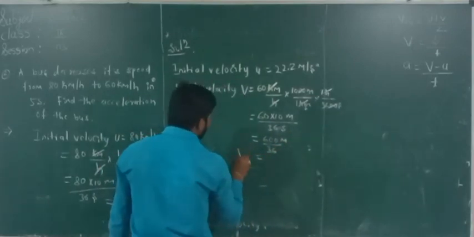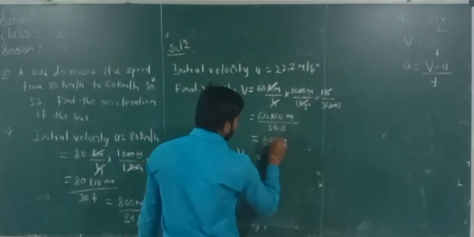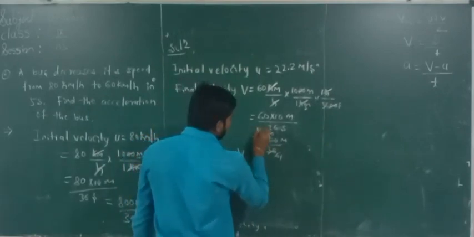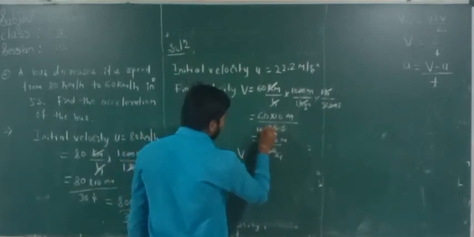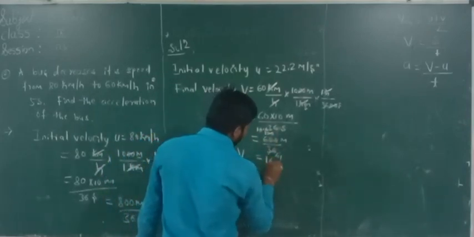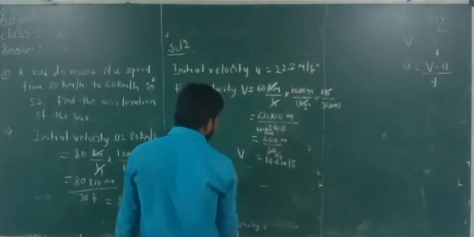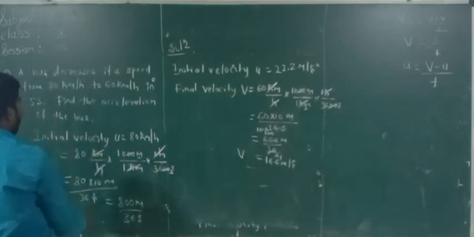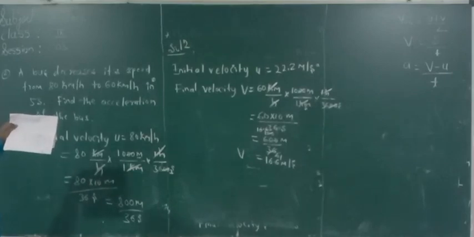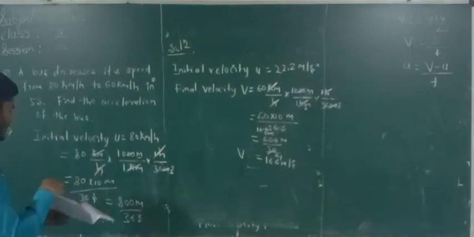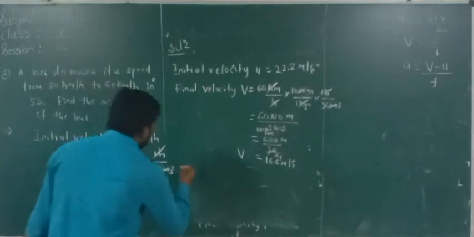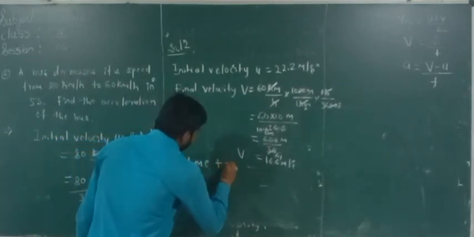That is, we get final velocity v is equal to 600 divided by 36, which is 16.6 meter per second. The final velocity v is equal to 16.6 meter per second. And the time given here is in 5 seconds. Therefore, time t is equal to 5 seconds.